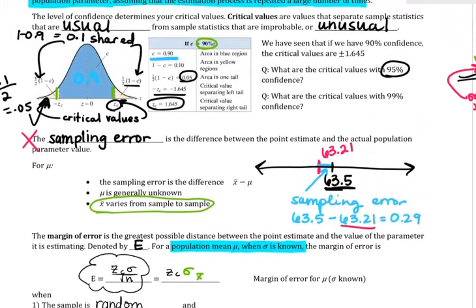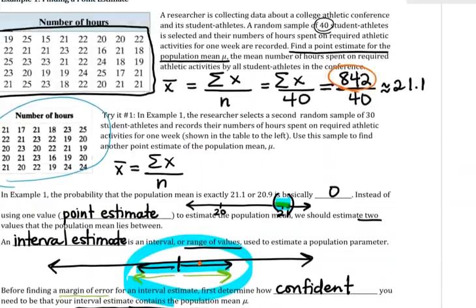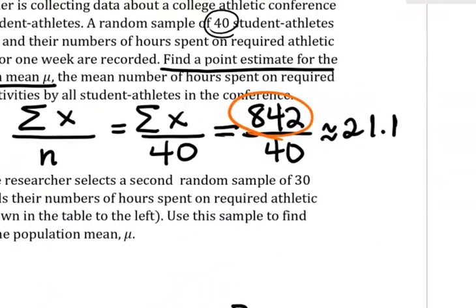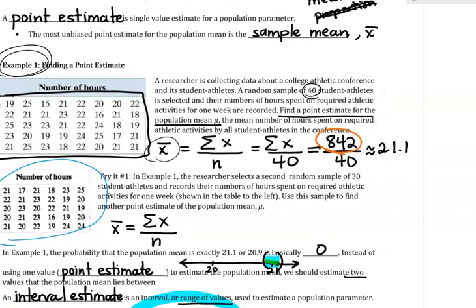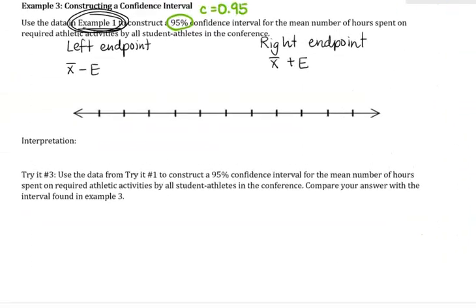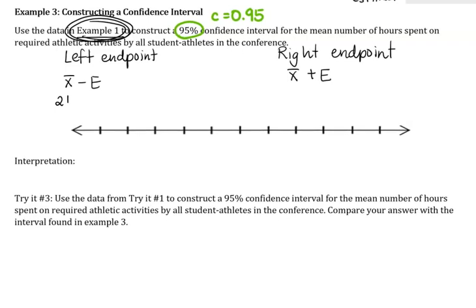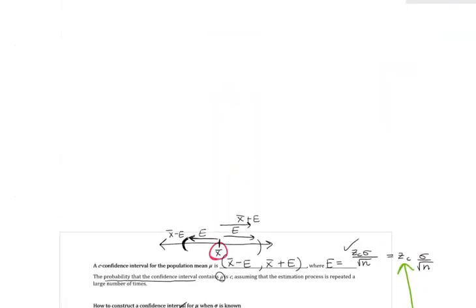So I'm going to go up to example 1, and in example 1, we did calculate that x bar was equal to 21.1. Back in example 1, we found that x bar was 21.1. So I'm going to put in 21.1 for x bar, and then we'll talk about finding E. Minus 21.1.